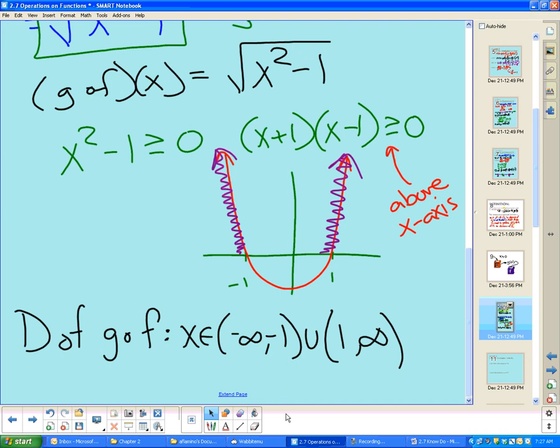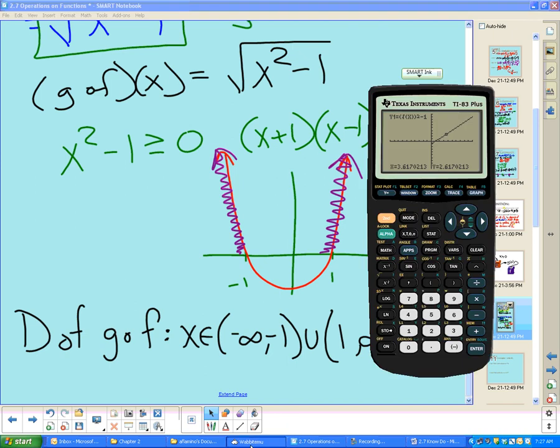I want to confirm it. I can go to my calculator, go into my y equals, clear that out of there, give me a square root function of x squared minus 1, close my parentheses. I'm going to have a zoom 6 again just to see that. And we can see that this graph does exist from -infinity to -1 along the x-axis, and then it stops. And it starts again at x equals 1.